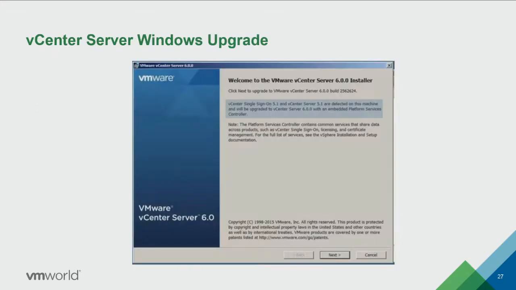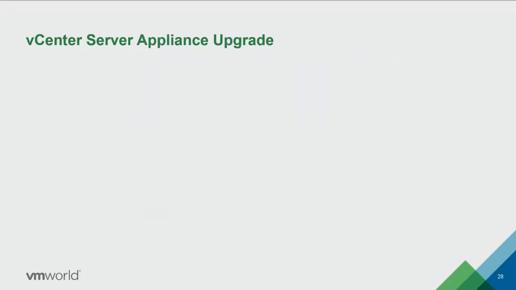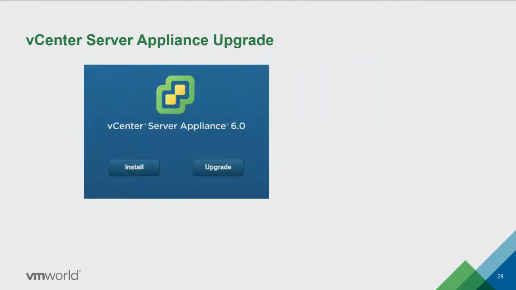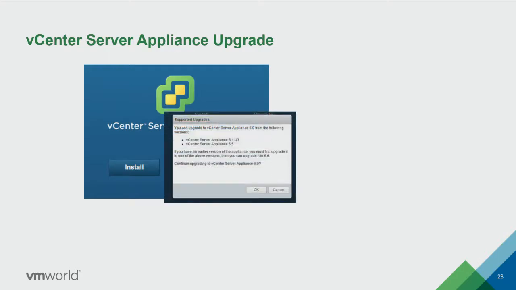Okay, this is the Windows upgrade screen. It shouldn't be very different from what you've seen in the past. The vCenter Appliance Upgrade screen is similar to what Mohan just showed you on the install. Instead of the install button, you click on the upgrade button. Once you click on the upgrade button, it gives you this nice little handy message about what versions we support upgrade from for the appliance, and I'll talk to that a little bit in a second.